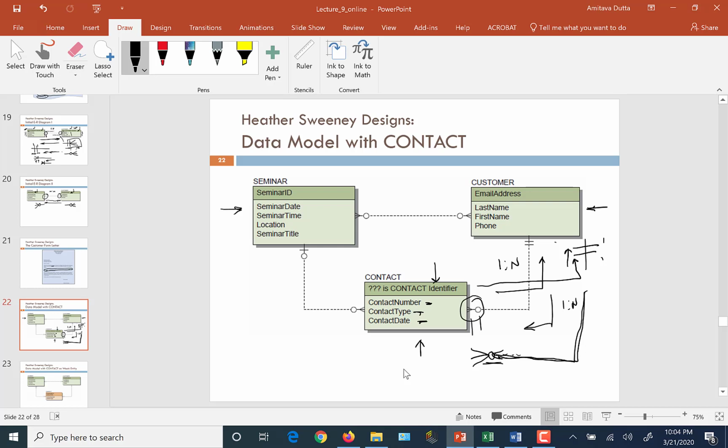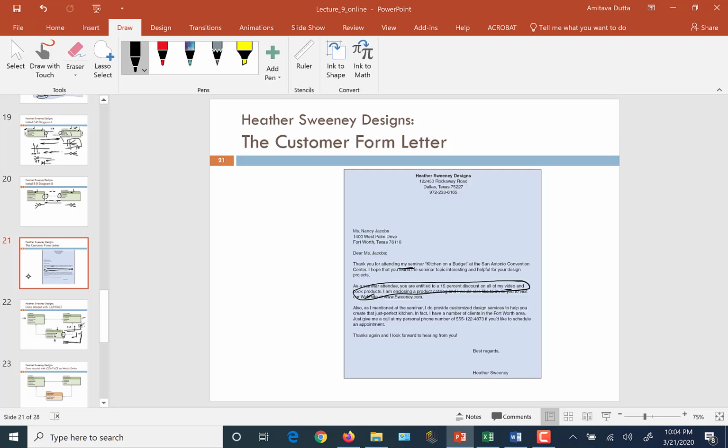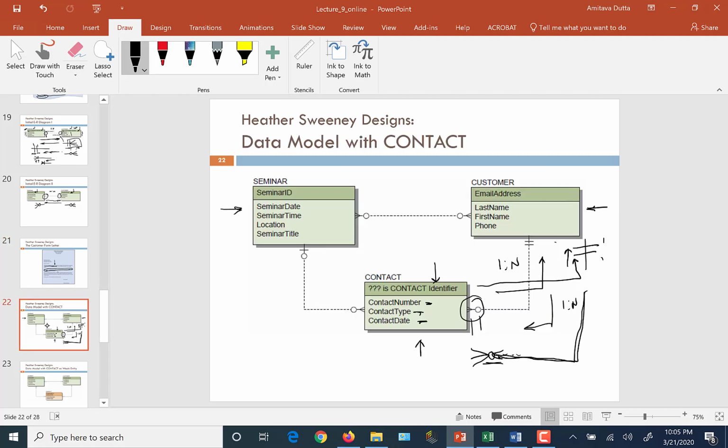Now if you look on the left hand side, first of all, why is there a relationship between seminar and contact? If you look at the letter, you can see that it says thank you for attending my seminar. So the origin of the contact was a particular seminar. The source of the contact is the seminar because the customer attended the seminar, and that was the origin of the contact being sent out by Heather Sweeney. It is simply the content of the letter that tells me there should be a relationship between seminar and contact, because when I send the contact, I must be able to connect it with the seminar that generated that contact.